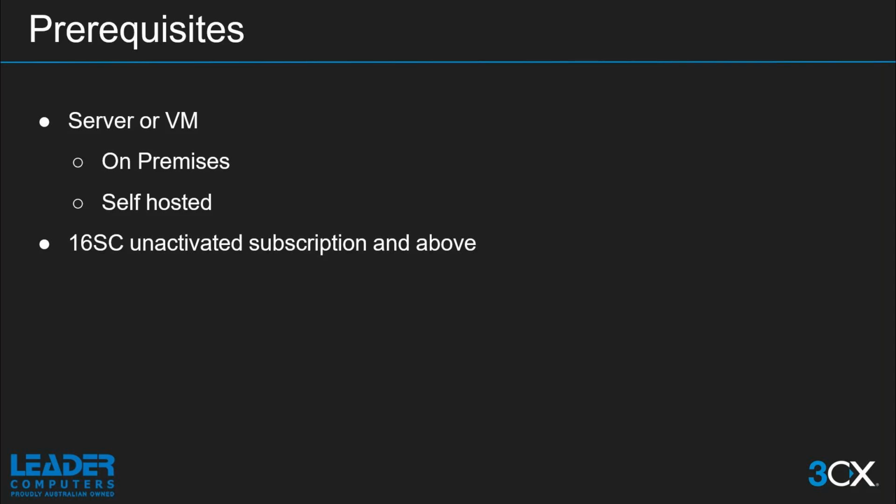The simultaneous calls license you can configure as you grow for a multi-tenant system. Let's say you start with the 16SC, which is the minimum license requirement for multi-tenancy. As you grow, you can upgrade your license to 32SC, 64 or 96. Also, you cannot have 3CX host it directly for multi-tenancy. You need to self-host it. You can either host it on a server on-premise, or on your private cloud like Google, AWS, or Lightsail. And the 16SC license or any other license above that which you're going to use for multi-tenancy needs to be unactivated so that you can use it for multi-tenancy.